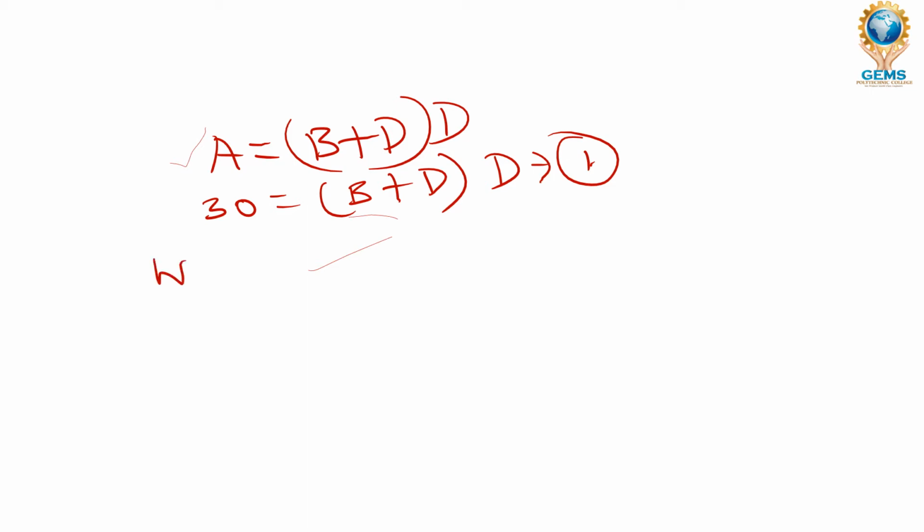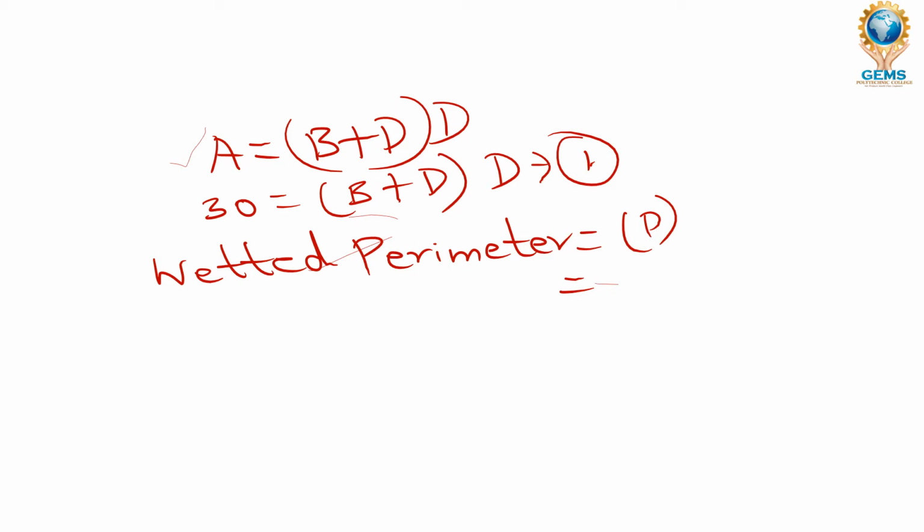Then we are going to find the wetted perimeter for this economical canal section, where P is equal to... you may know wetted perimeter is opposite to area. So now we write the formula for wetted perimeter, which is b plus 2 root 2 d. Keep it as the second equation. This is the wetted perimeter.